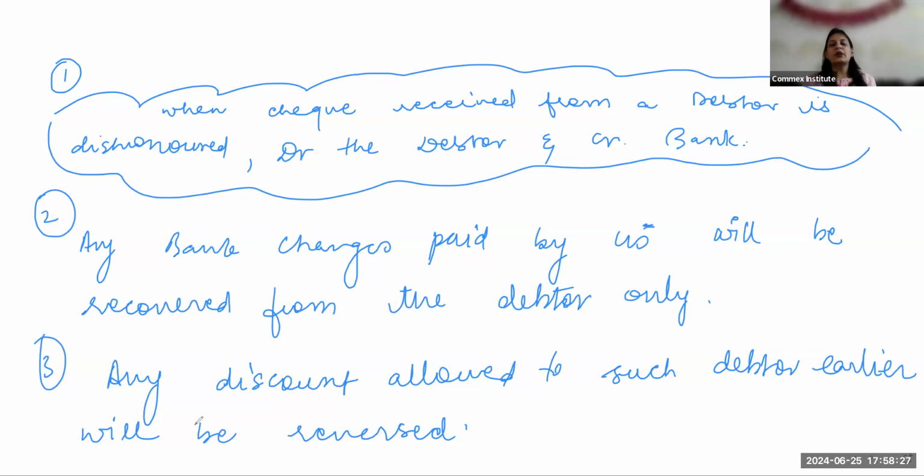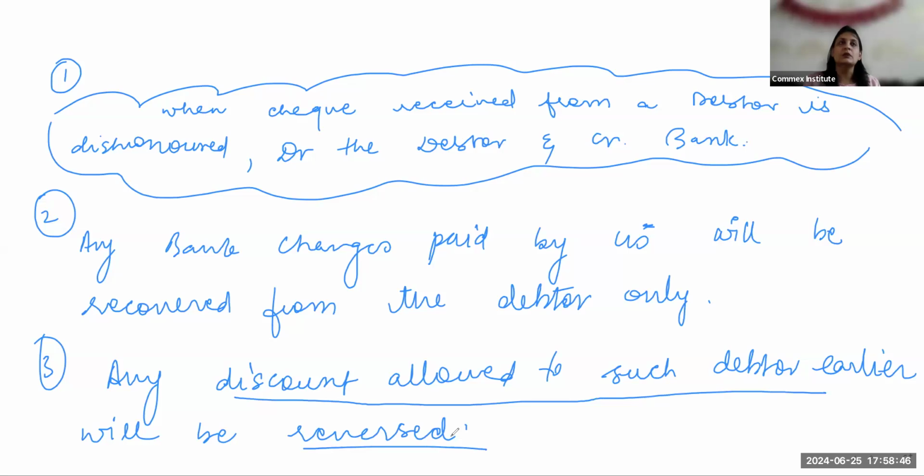So the check which the debtor gave us got dishonored. जिससे हम check bounce होना बोलते हैं. Okay, check got bounced, no? That means it was not honored, it was not paid. So any discount allowed earlier will be reversed. We are not going to give him any discount. So that is why 120 rupees, which we gave him as discount earlier, we have taken it back.